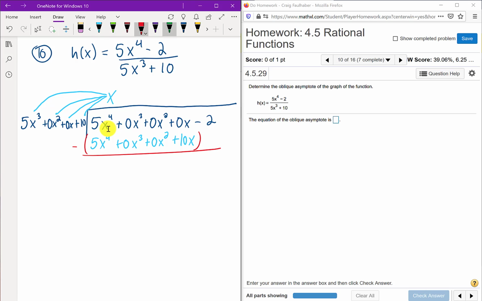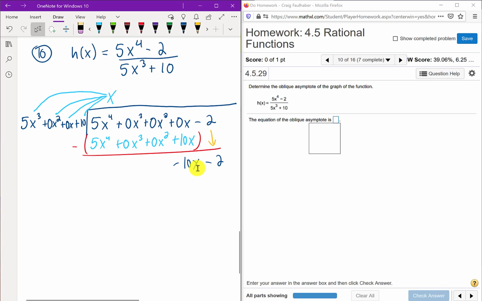When we do that subtraction, you'll notice that the 5x to the 4th cancel. That was the plan. The only term you actually get here is a negative 10x. We're going to bring down the next term. That puts a negative 2 down here. One more time, we're going to ask the question, what would we multiply this 5x cubed by to get negative 10x? Well, the answer is there isn't anything.